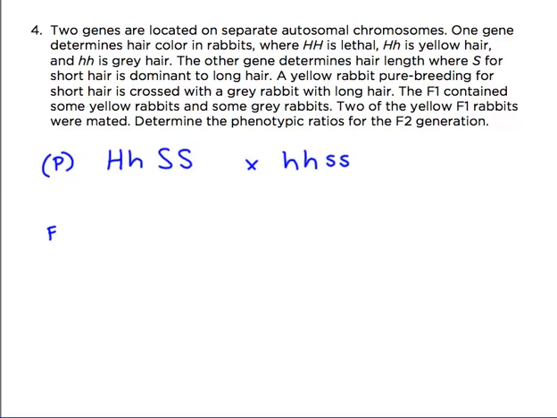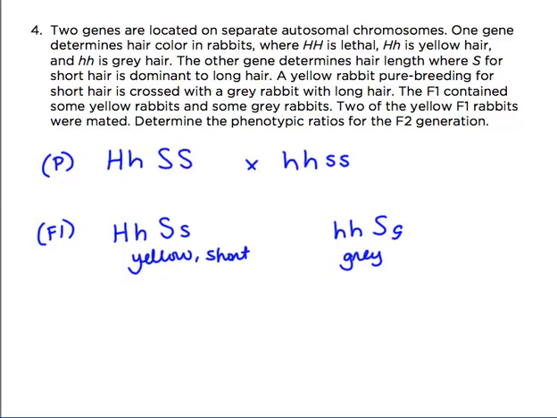So let's look at the F1 generation. Crossing these two parents, you know that half of them are going to be big H, and the other half are going to be little h. And if you cross big S, big S times little s, little s, then they're all big S, little s. So these here with the big H, little h, these are the yellow offspring, and little h are the gray-haired offspring. Now notice that both of them have short hair. So let's write short, and that's because they have the one dominant allele for the short hair gene.